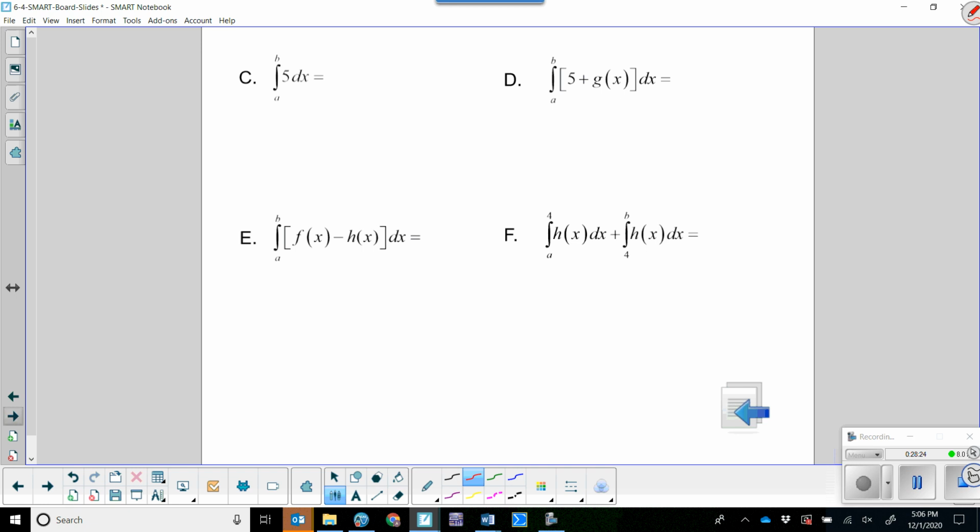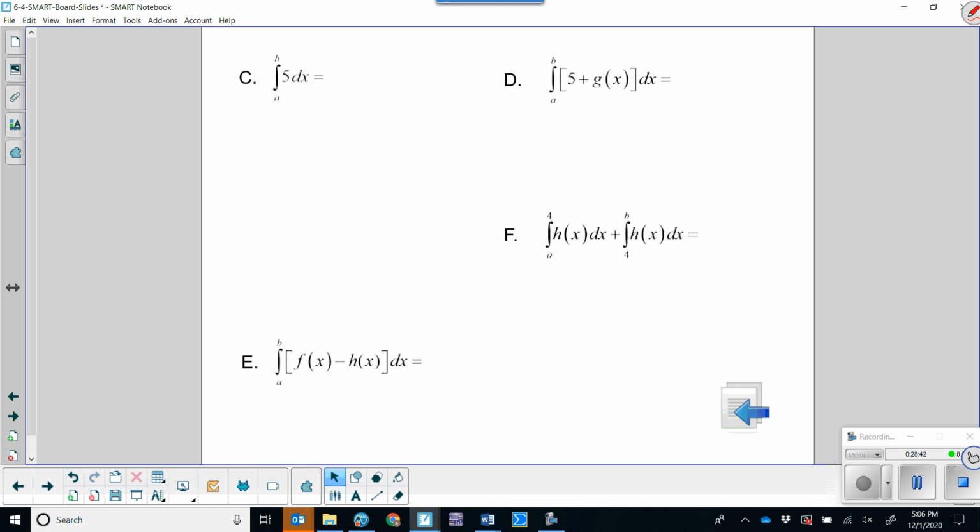Now let's look at C. So C says we're integrating from a to b of 5 dx. So I'm actually going to kind of draw that because I want you to understand, and that'll help us actually answer D in 2 different ways. So if I look at C, I'm going to move these a little bit so I can get a picture here.